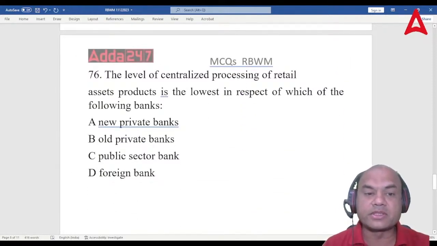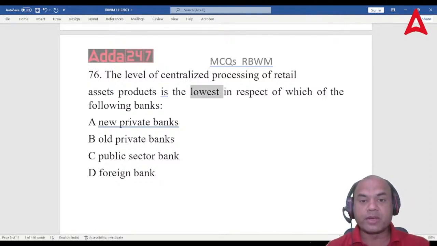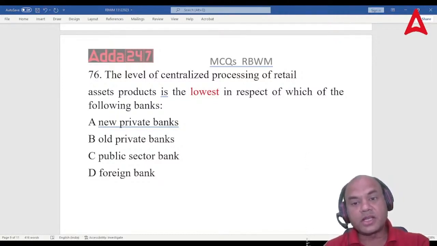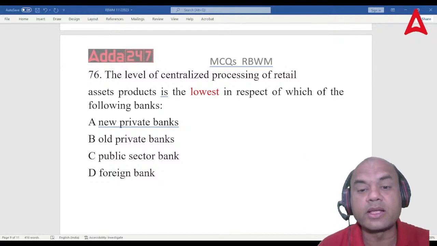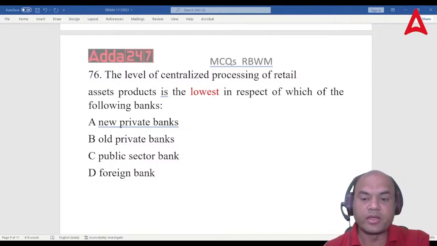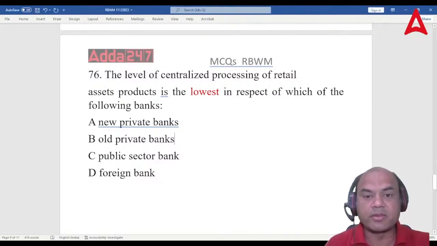The level of centralized processing of retail assets is the lowest in respect of which of the following banks? So, centralized processing of retail assets is lowest. Remember, we want it for the lowest now. In which of the following banks? New private, old private, public sector and foreign banks. Central processing is lowest. Which of the banks? Think over it. Lowest now. We don't want highest. We want the lowest. So it is lowest in public sector banks. Remember this, public sector banks. C is the answer. Okay.